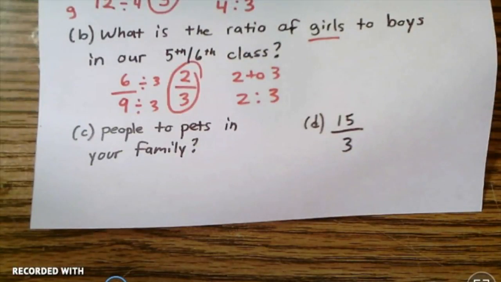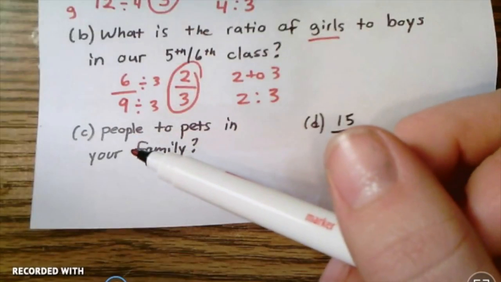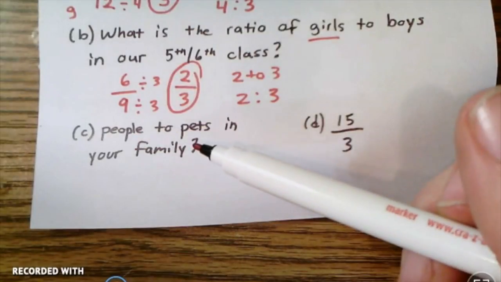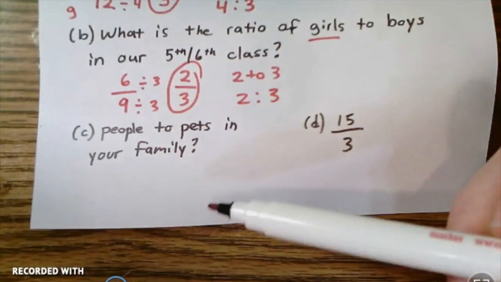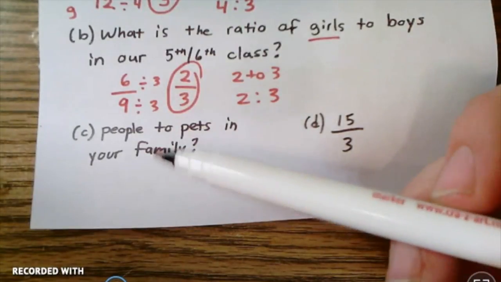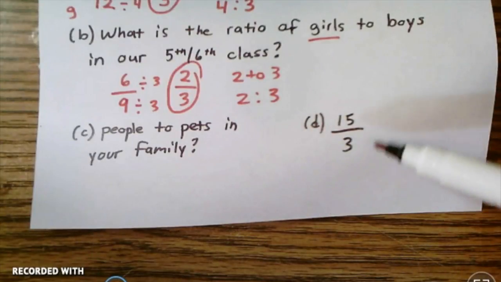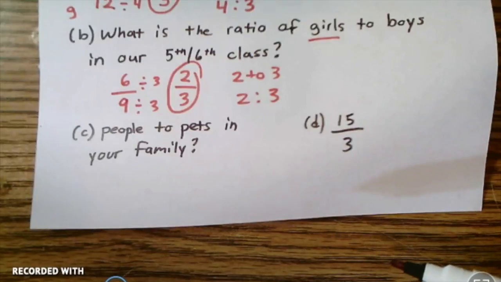Okay, example C. People, I want you to do this one. People to pets in your family. So how many people are there in your family, counting yourself, versus how many pets are there in your family. If it's 0, you put a 0. And then write it in all 3 ways. And then also do example D. I just want you to simplify this ratio for me. Go ahead and get to work.